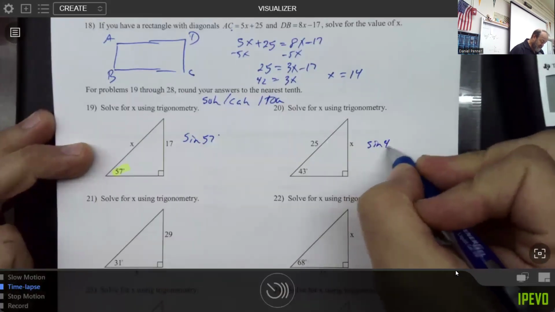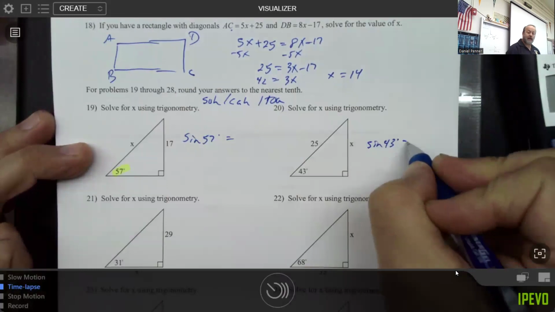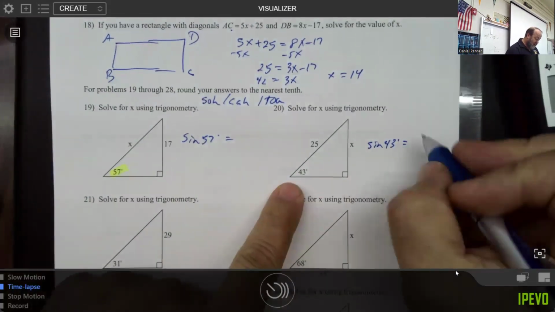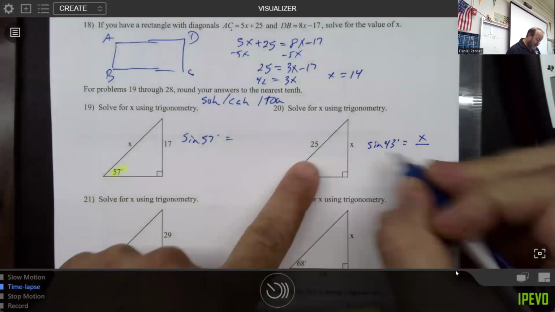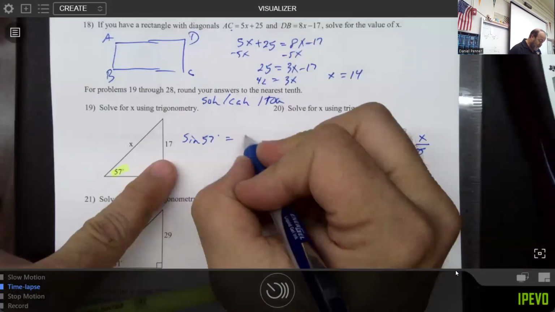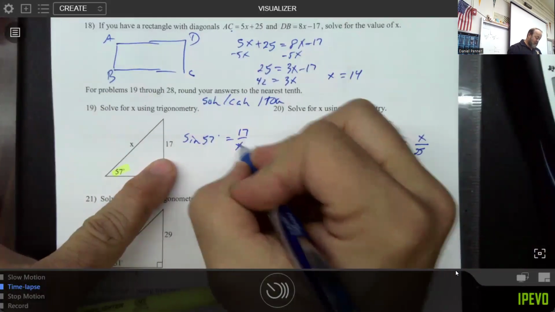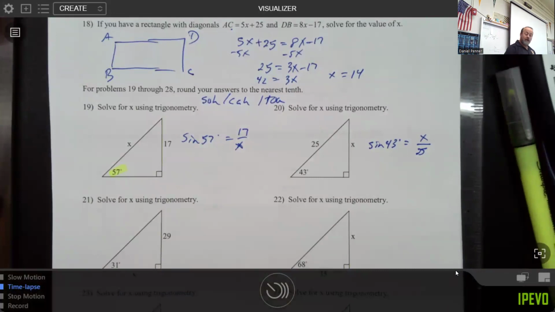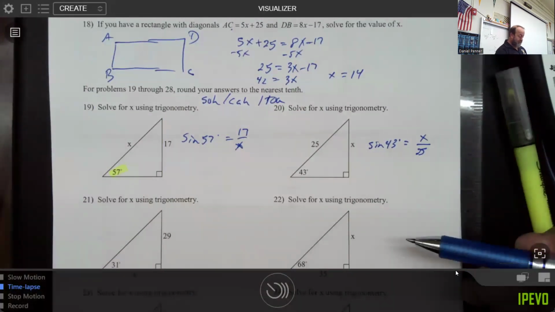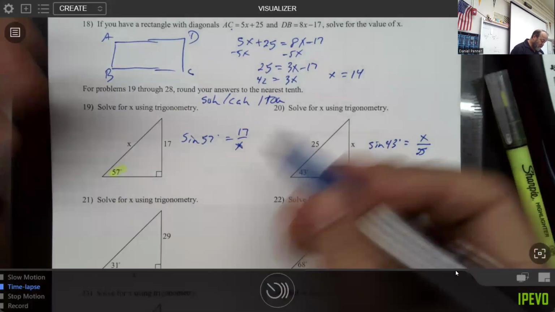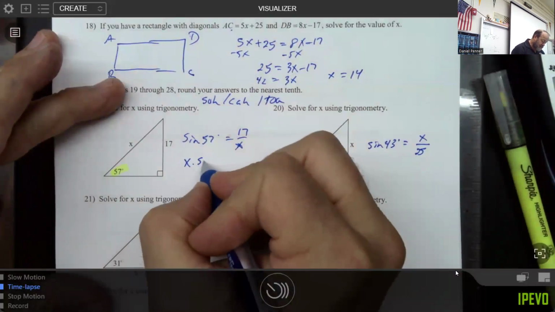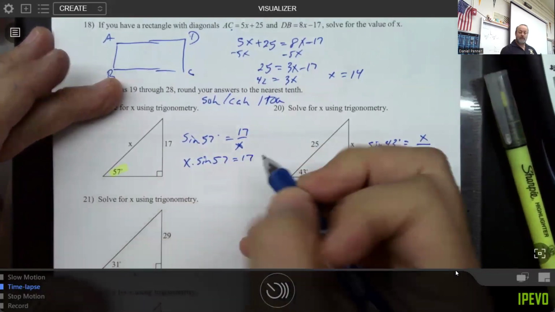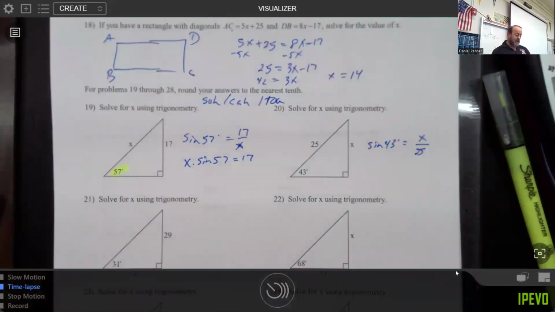We had them side by side, and this is designed to highlight something very specific. When you do the sine, that is the opposite, the far away one, over the hypotenuse. What we're trying to highlight is that sometimes when you set that up, the variable's in the numerator, sometimes it's in the denominator. If you were to cross multiply this problem, that actually helps, because we really do not like that variable to be in the denominator.